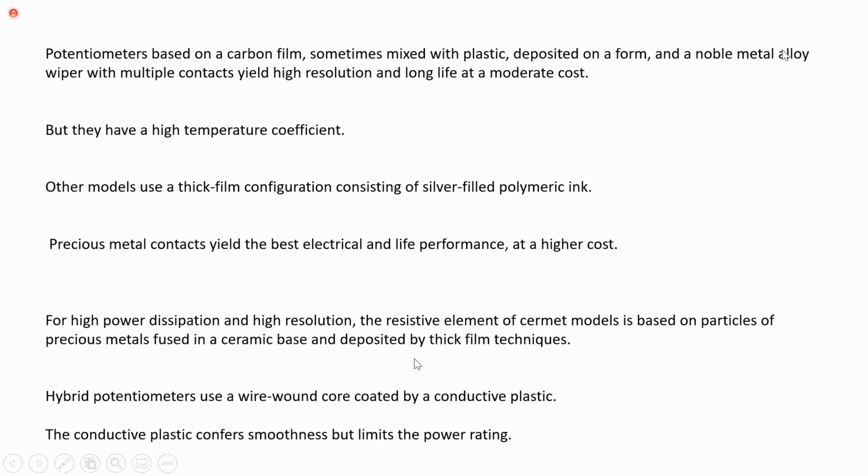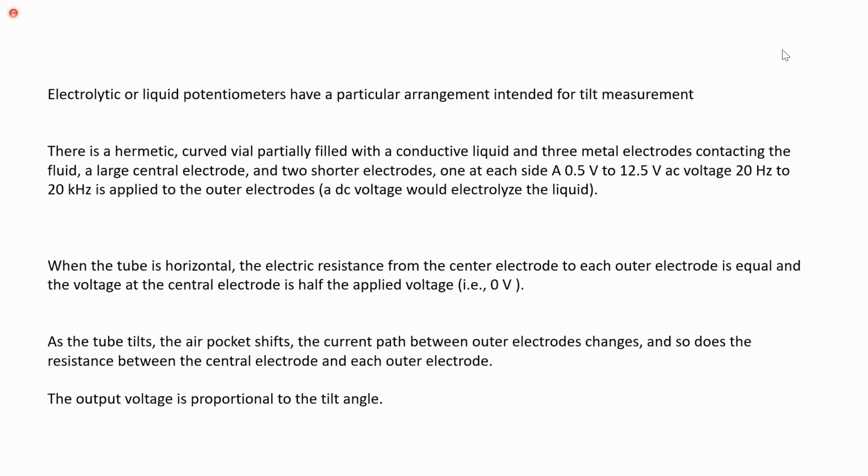So in the previous module, we have seen thin film and thick film technology. So here we are using those technologies to implement a potentiometer. Hybrid potentiometers use a wire wound core coated by a conductive plastic. The conductive plastic confers smoothness but limits the power rating. So all these points give us information about the construction of the chemical-based potentiometers.